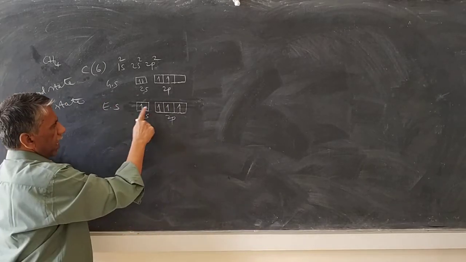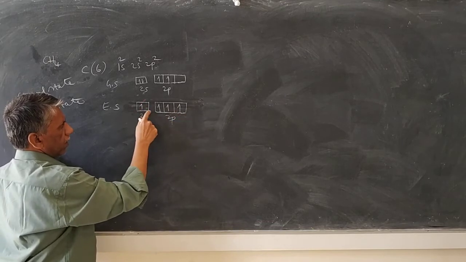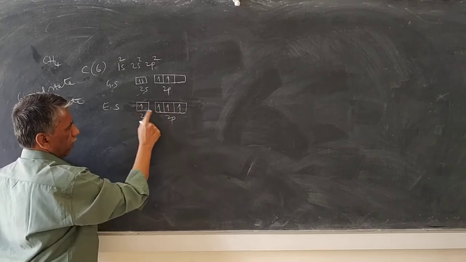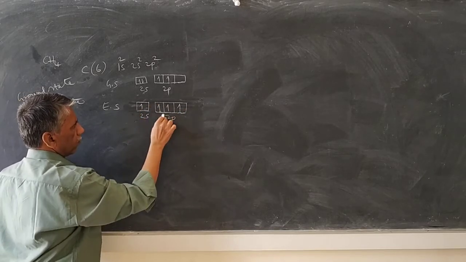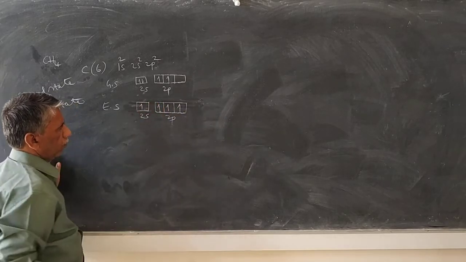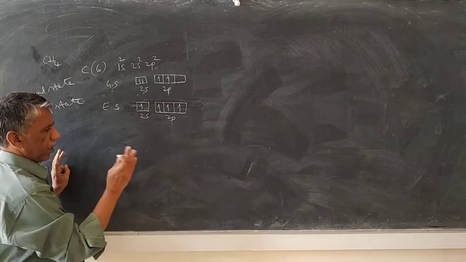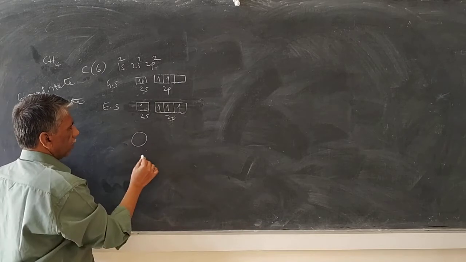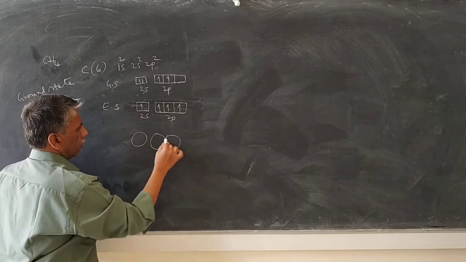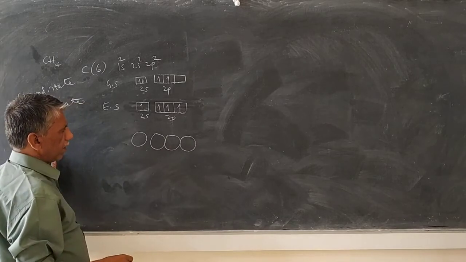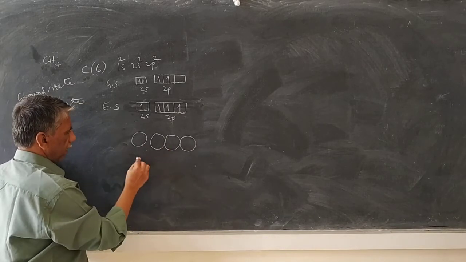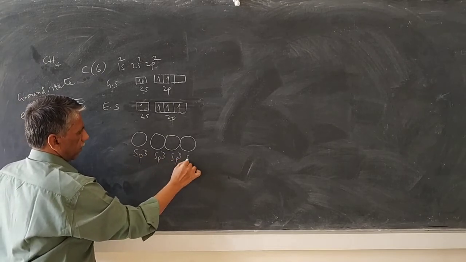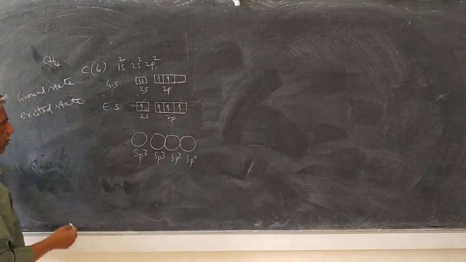Now they will undergo hybridization. One 2s and three 2p, one, two, three. So totally four atomic orbitals undergo hybridization and you get four hybrid orbitals, one, two, three, four. The name of this hybrid orbital is sp3. So how do you get sp3?